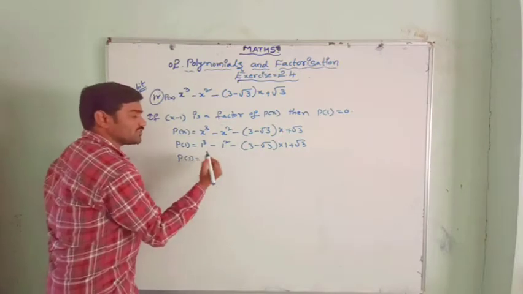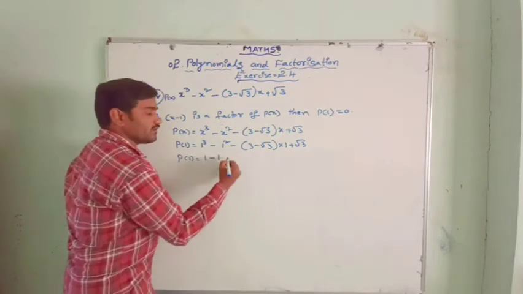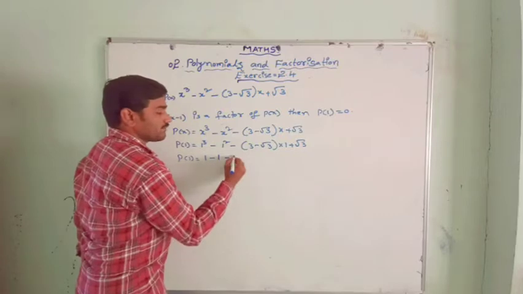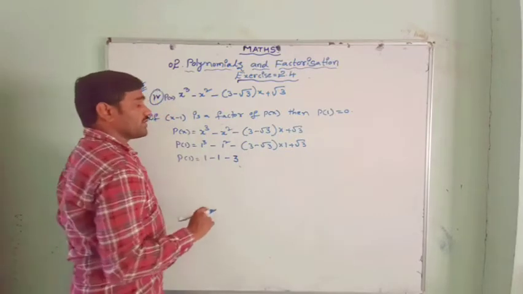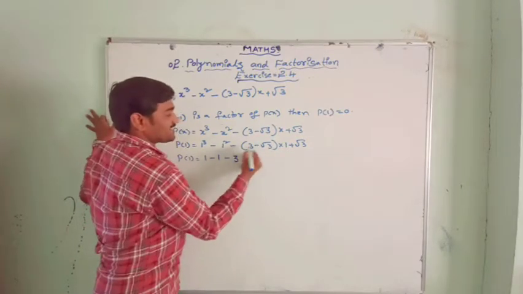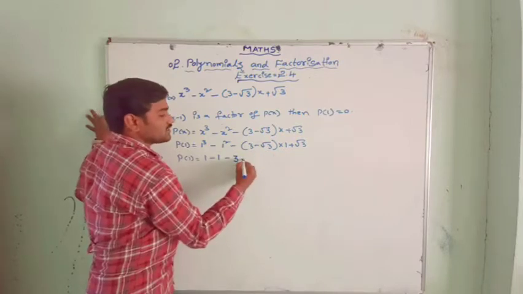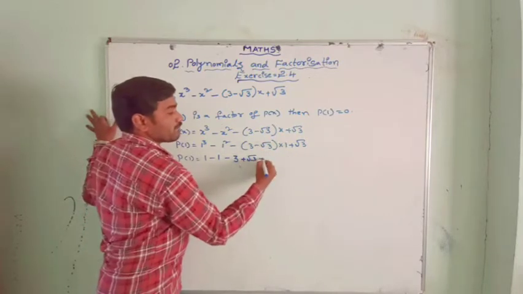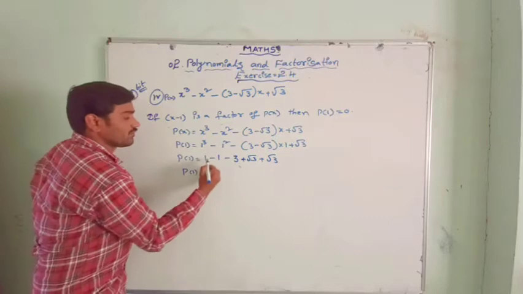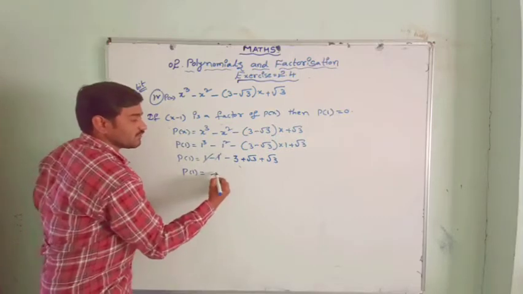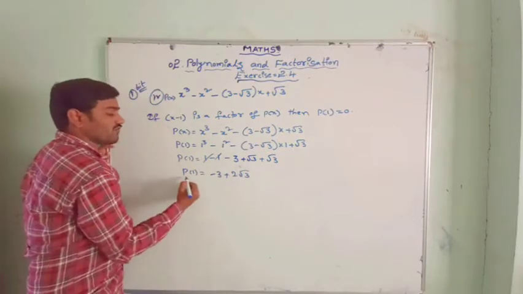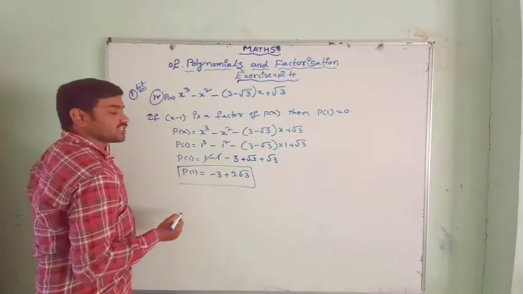P of 1 equal to 1 cube is 1, minus 1 square is also 1, minus. Okay, here let us multiply with 1. 1 into 3 is 3. Now here minus of minus is plus root 3, plus root 3. Now let us see that p of 1 equal to 1 plus 1 minus 1 get cancelled here, minus root 3 plus 1 root 3 plus 1 root 3, that is 2 root 3. At last you got that p of 1 equal to minus 3 plus 2 root 3.